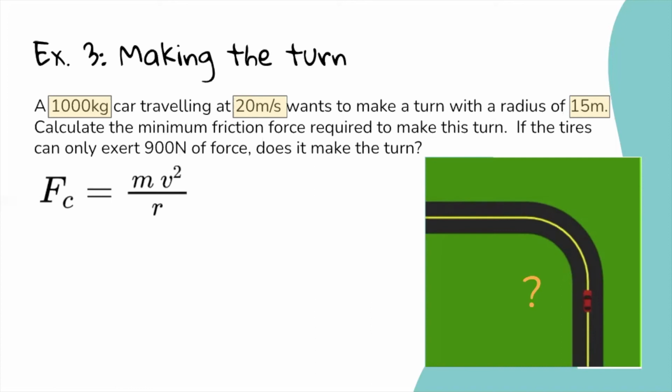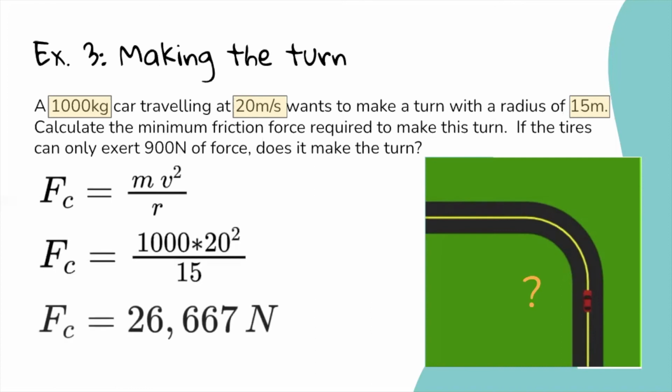So I substitute into mv squared over r. And I find that the minimum centripetal force that my car needs to apply is 26,667 newtons. And that sounds like a lot, but it's a big car and it's moving quickly. And that's a really tight turn radius. Normally, let's say you were running track and field, your turn radius would be like 25 meters, something like that. But a car radius would need to be like 100 meters to make a turn easily.